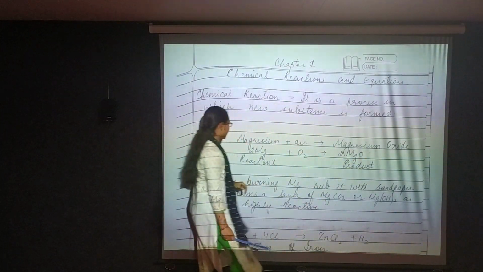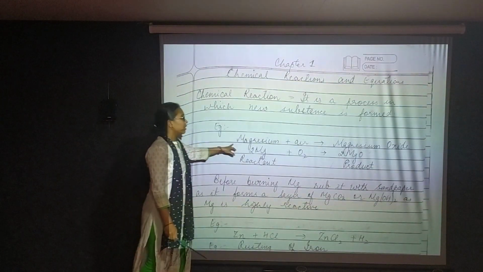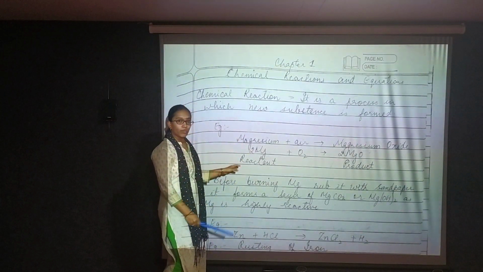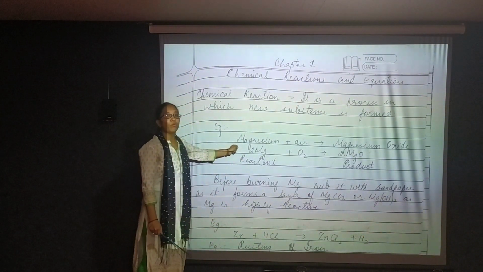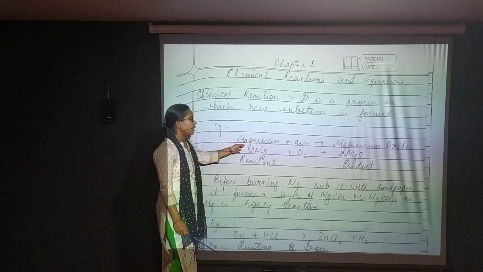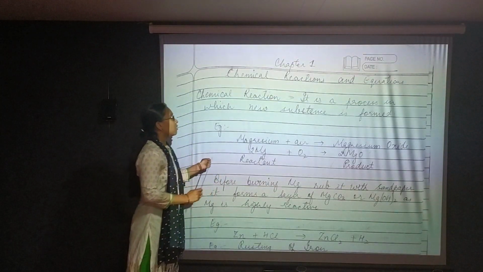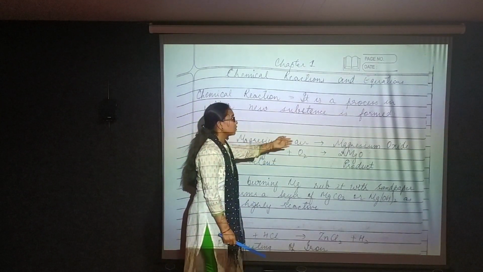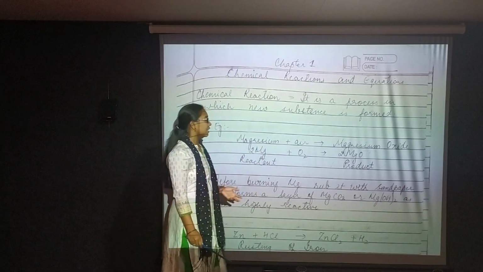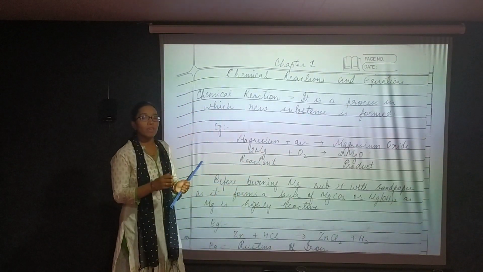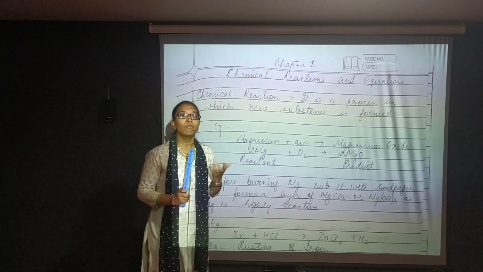that is the product. Now, this is an activity that is given in your textbook. You take a magnesium ribbon and you burn it in presence of oxygen. So you will get magnesium oxide. How do you detect that it is magnesium oxide? It will burn with a white flame.